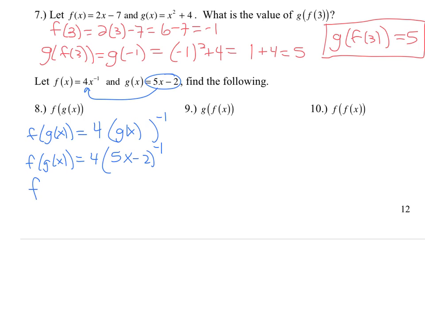And now I just simplify. So f of g of x, well, anything to the negative first power tells me to take the reciprocal, so I've got to send it to the denominator. This is to the positive first power, so it's going to stay in the top. So it's 4 over 5x minus 2.